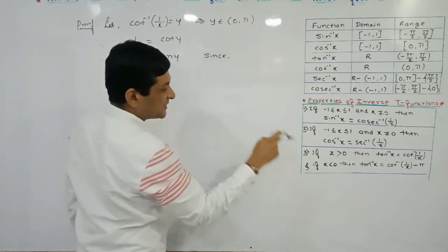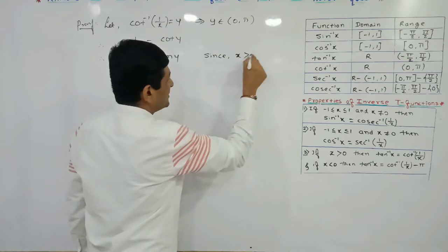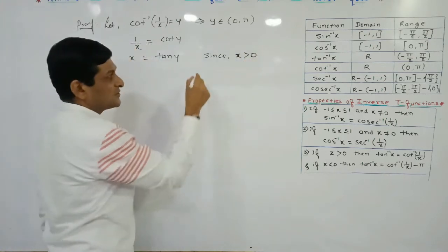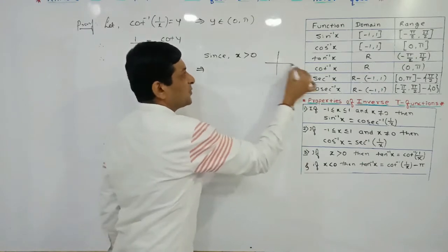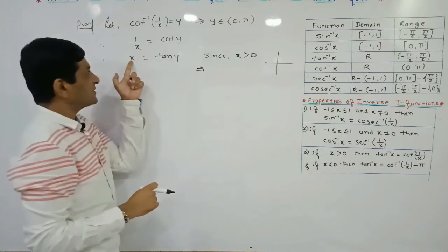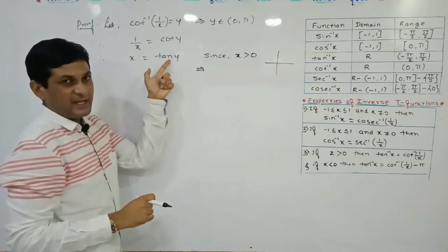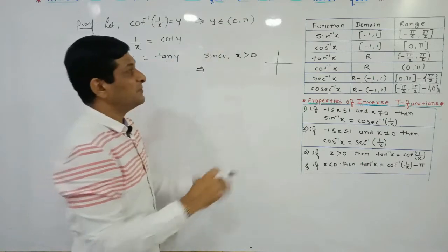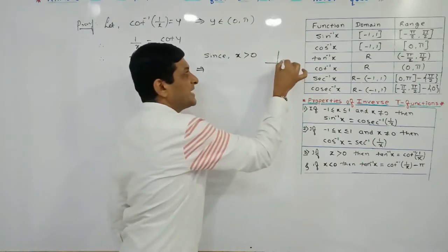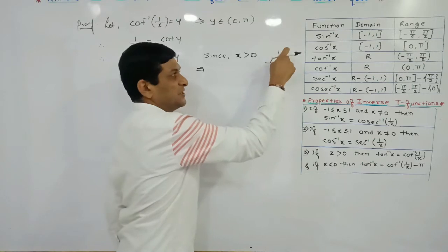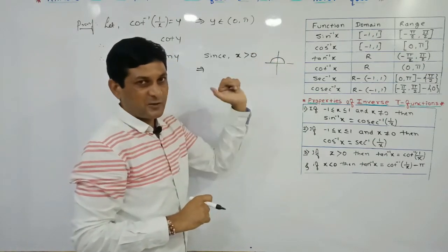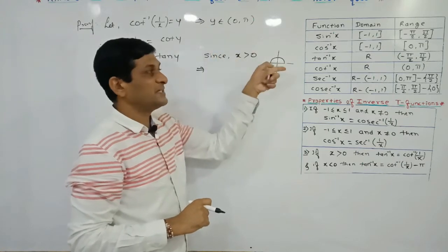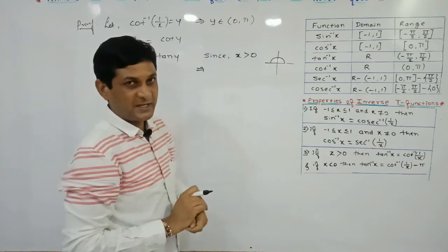What is the given condition? X is greater than 0. If x is greater than 0, then it implies that the value of x is positive. X is nothing but the value of tan y. As it stands, y lies between 0 to pi, which means it lies in the first quadrant or in the second quadrant, so the value of y lies in the first two quadrants.